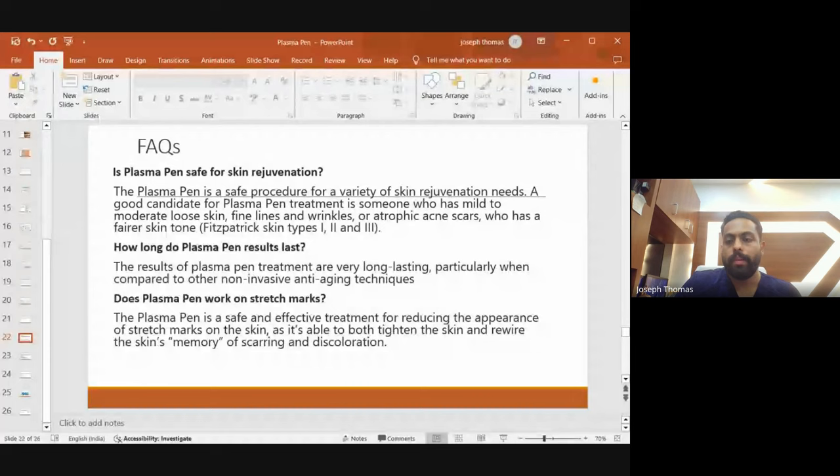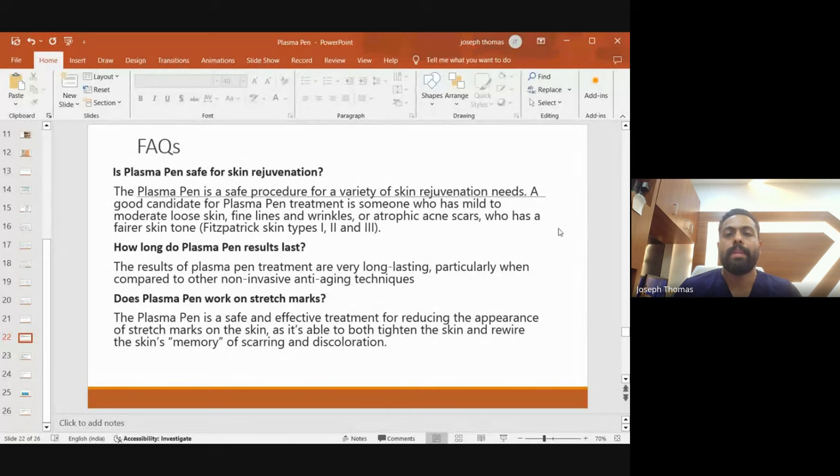So, frequently asked questions. Is plasma pen safe for skin rejuvenation? Plasma pen is a safe procedure for a variety of skin rejuvenation needs. A good candidate for plasma pen is someone who has mild to moderate fine lines, wrinkles, atrophic scars, who has a fairer skin tone. So guys, in our Indian scenario, we normally have to interact with Fitzpatrick types 2, 3, 4, 5 and all.